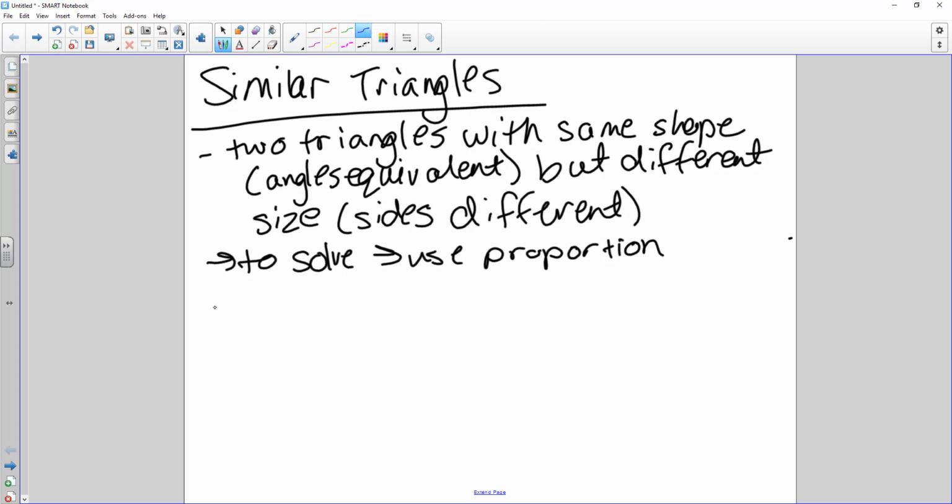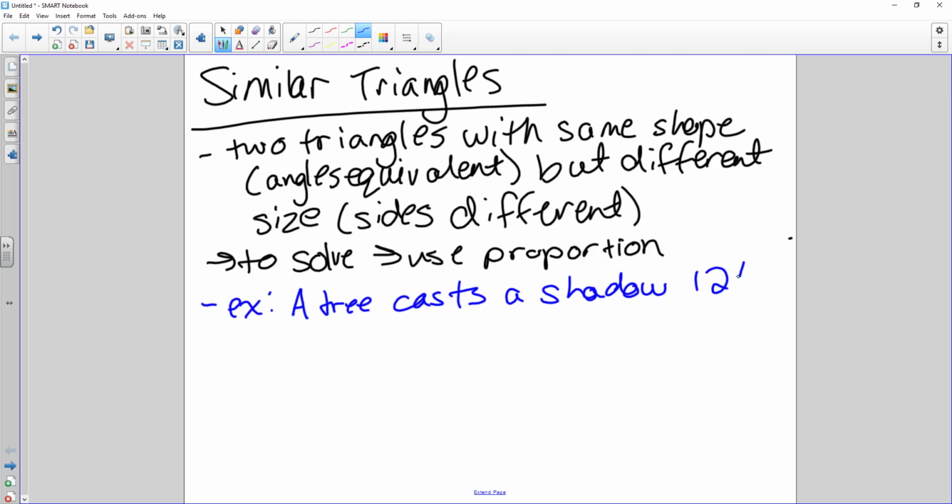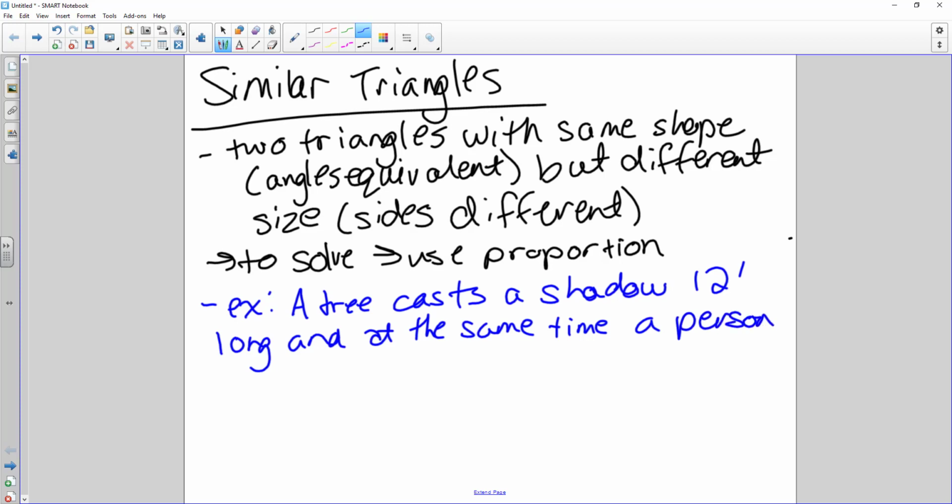So for example, if a tree casts a shadow 12 feet long and at the same time a person who is 5 feet 6 inches casts a 3-foot shadow, how tall is the tree?